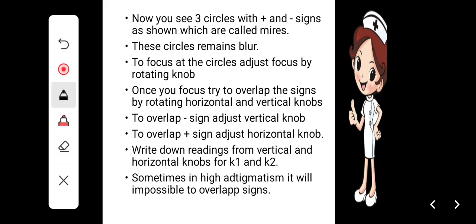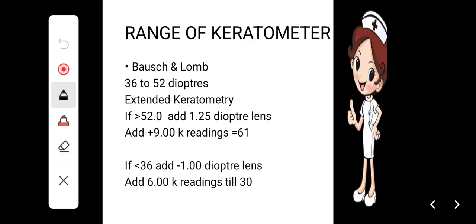Sometimes in high astigmatism it is impossible to overlap the signs because it will not reflect the proper curvature of the cornea. Now the range of keratometer. So we have the Bausch and Lomb keratometer, which is mostly used. Its range is from 36 to 52 diopters only. When the curvature of the cornea is in this range, from 36 to 52, then the keratometer can measure it. Otherwise it can't measure.